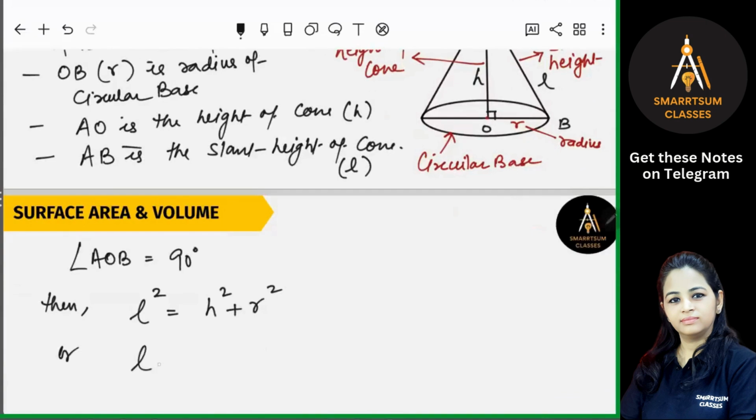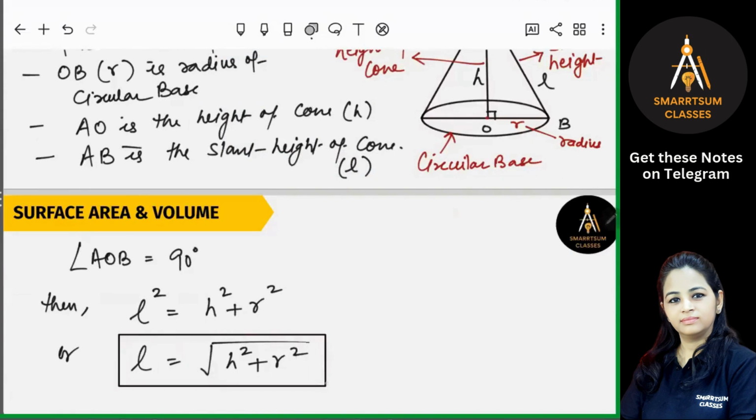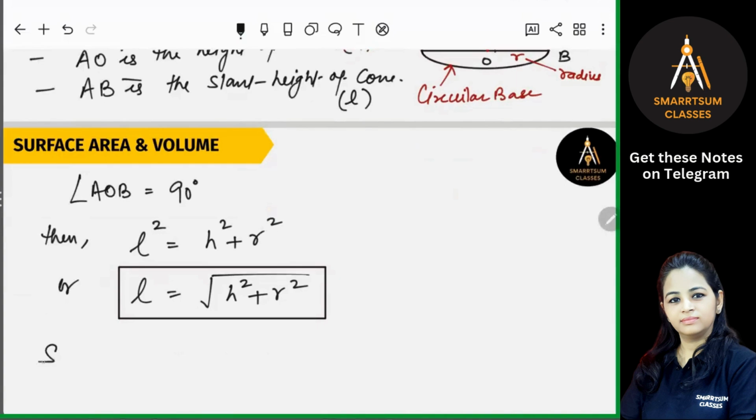Or you can say that L is equal to the square root of h square plus r square, right? So this is the formula for finding the slant height, or you can say the relation between the slant height, the height of the cone, and the radius of the base of the cone. Is that clear? So this is the slant height of the cone.